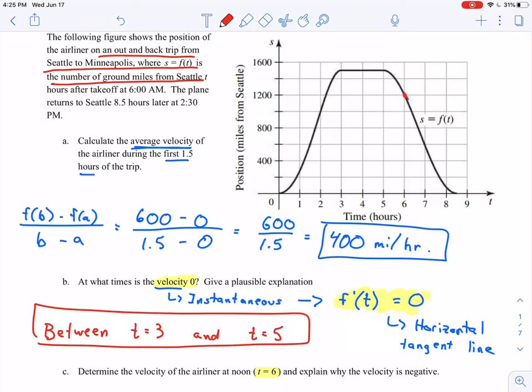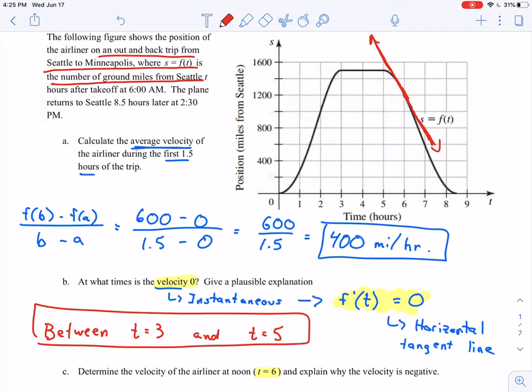So let's sketch in the tangent line. Let's see if I can give an idea at least of what it looks like. Probably won't be perfect, and that's okay. Perhaps it looks something like this. That's probably good enough. Now, there's no way for me to really know exactly what my velocity is.